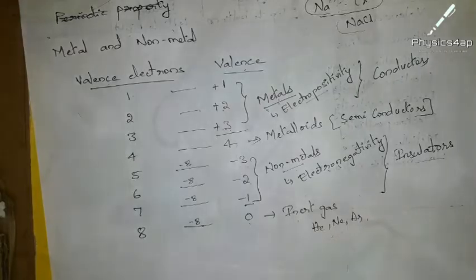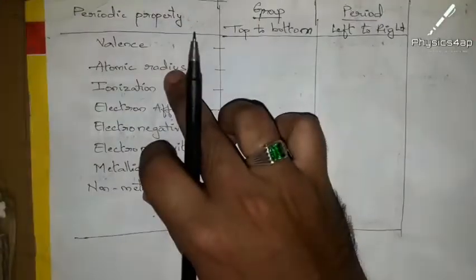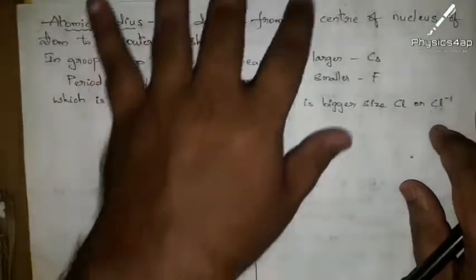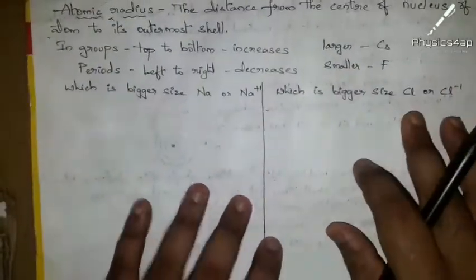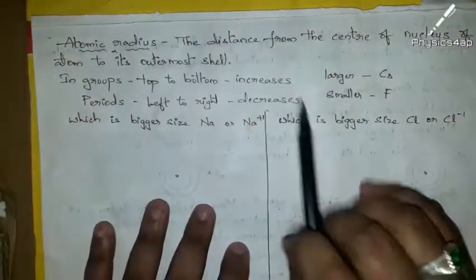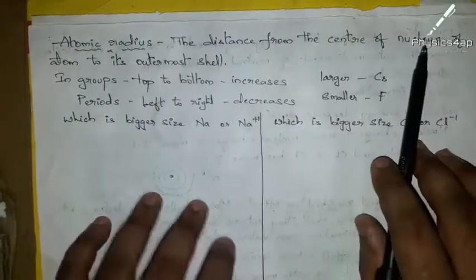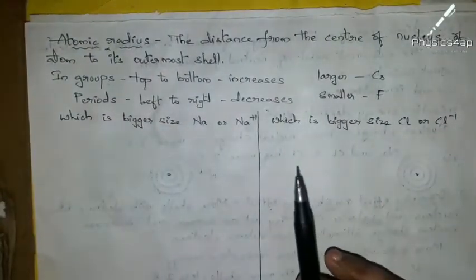Now coming to the next property that we are going to discuss, the atomic radius. Atomic radius, as we know, is nothing but the radius, that is, the distance from the center of the nucleus to the outermost orbit.